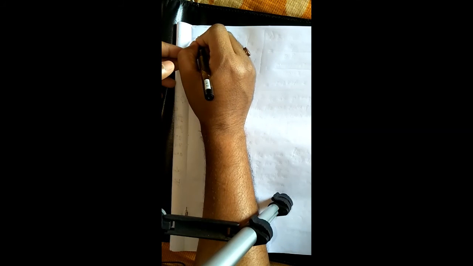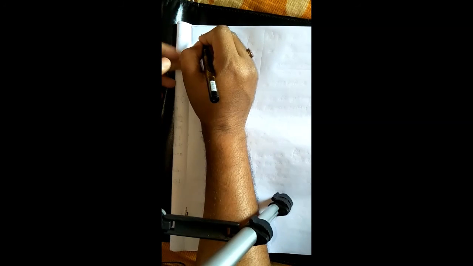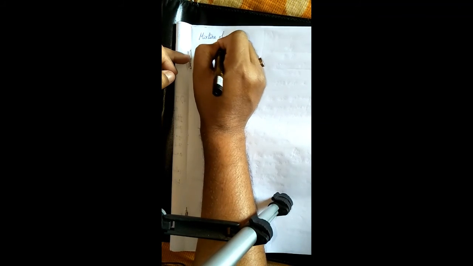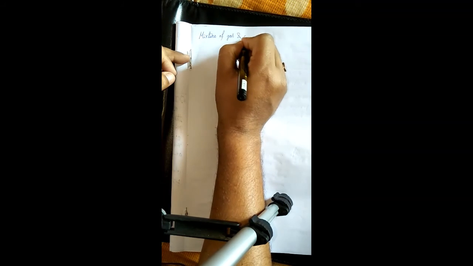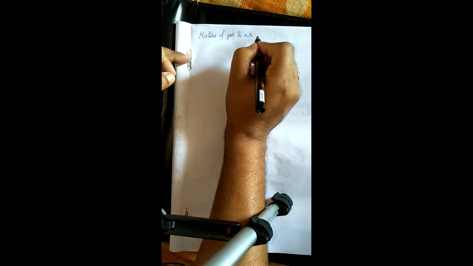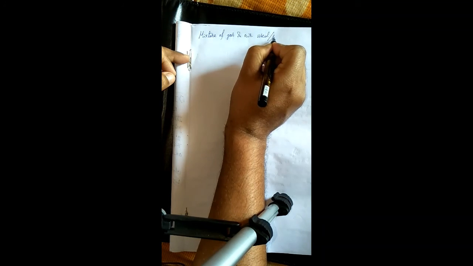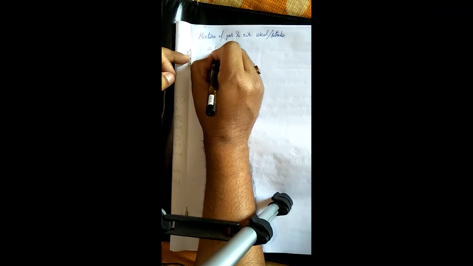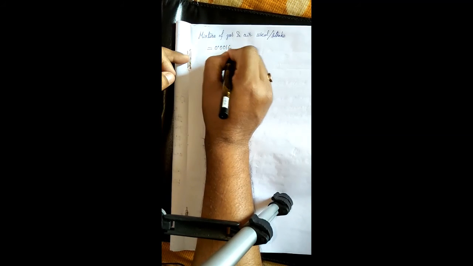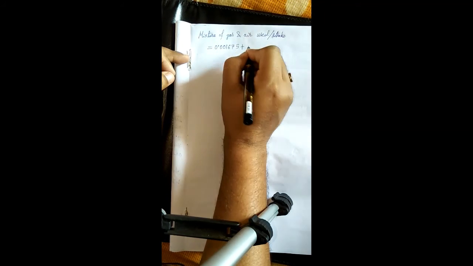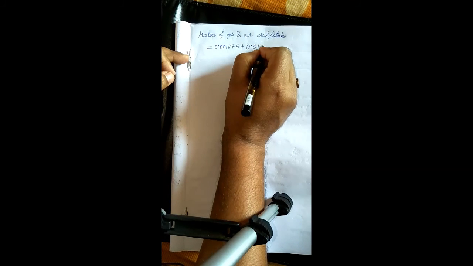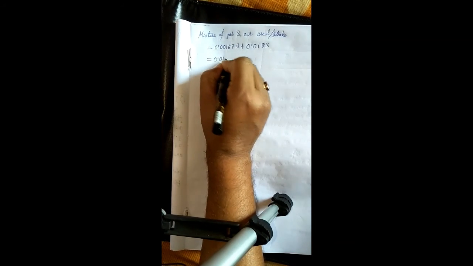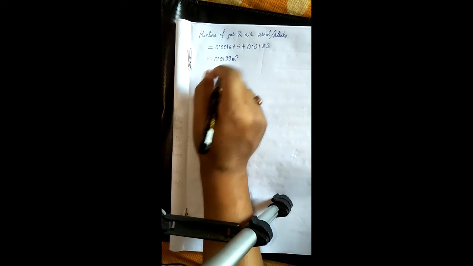So the mixture of gas and air used per stroke is 0.001675 plus 0.0183, that is 0.0199 meter cube.